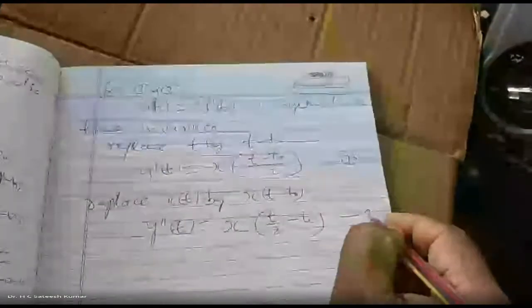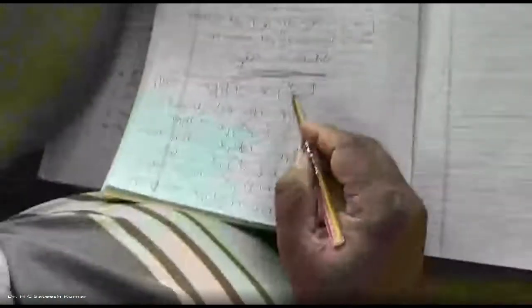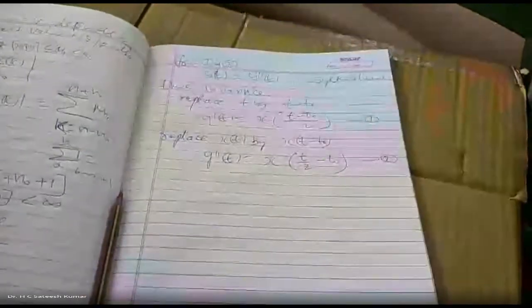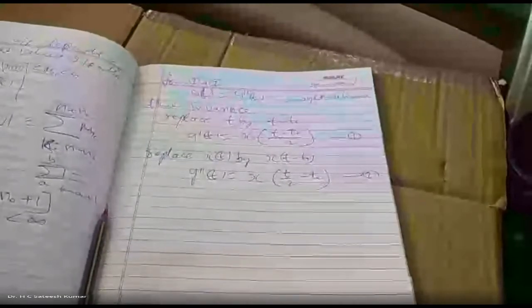See the difference. The beauty of the problem is, here y(t) is equal to x(t/2). Replace t by t minus t naught means in place of t, I put (t minus t naught) whole divided by 2. But in the second one, replace x(t) by x(t minus t naught) means whatever is there, t/2, you delay by an amount equal to t naught. So t/2 minus t naught. It looks the same, but it is not the same. They are different: this is (t minus t naught) whole divided by 2, and this is t/2 minus t naught, where whatever is there I have delayed by t naught.